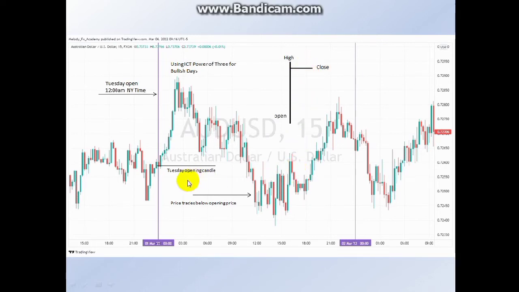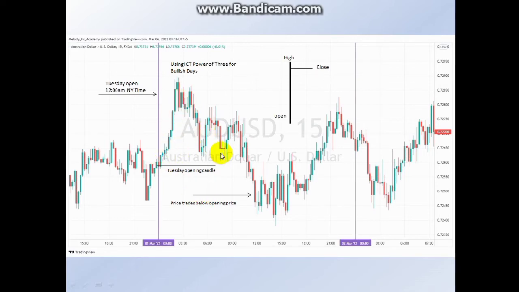Okay, so now that is how we apply the power of 3. So now our directional bias is bullish. So where are we hoping to get our entry from? At the opening candle or below it. That is where we are hunting for our entry.